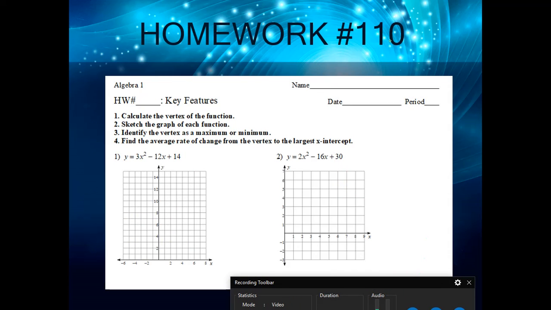Your homework is number 110. It says key features at the top. There is a back side. There are 4 problems. Make sure you answer parts 1 through 4 for each problem.